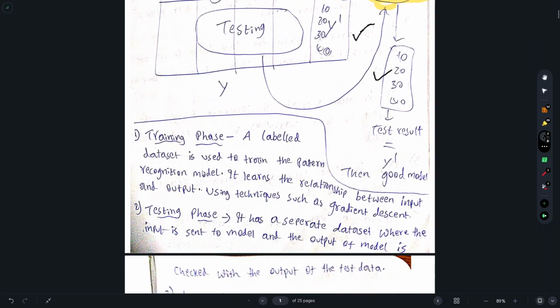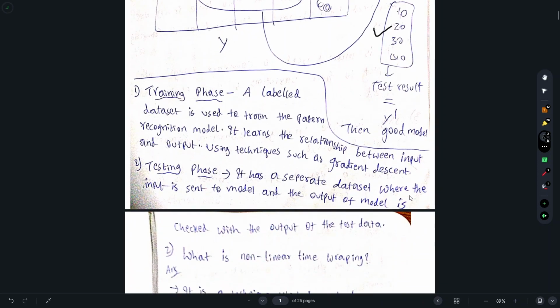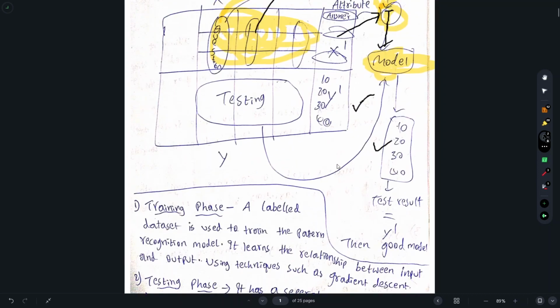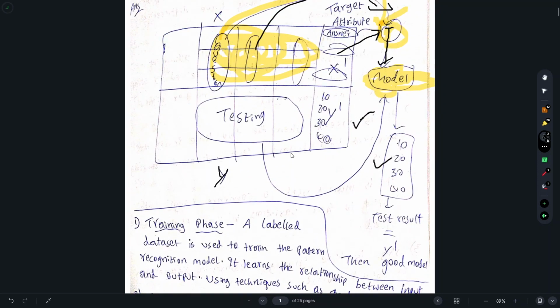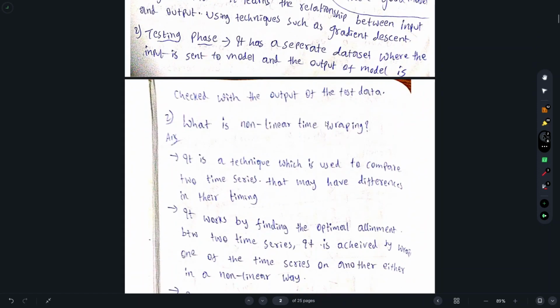In the training phase, a labeled data set is used to train the pattern recognition model. In the testing phase, a separate data set is used, where the input is sent to the model and the output of the model is checked against the output of the tested data. So this is the test input and this will be the test output. So these are the two phases.